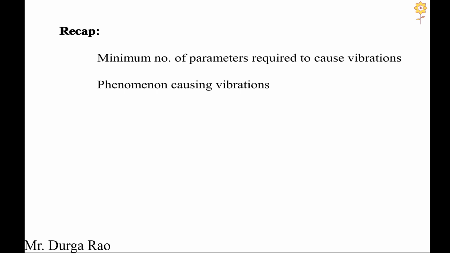In the basic concepts of vibration chapter, we had seen the minimum number of parameters required so as to cause vibrations. So we had seen that the mass and the spring are compulsorily required so as to cause vibrations. The mass was responsible to cause kinetic energy, while the spring was responsible to cause the potential energy, and that there was the reversibility of these energies which was causing the vibrations.